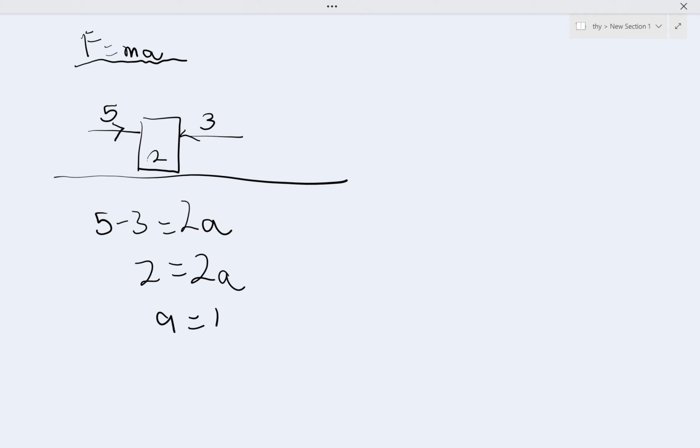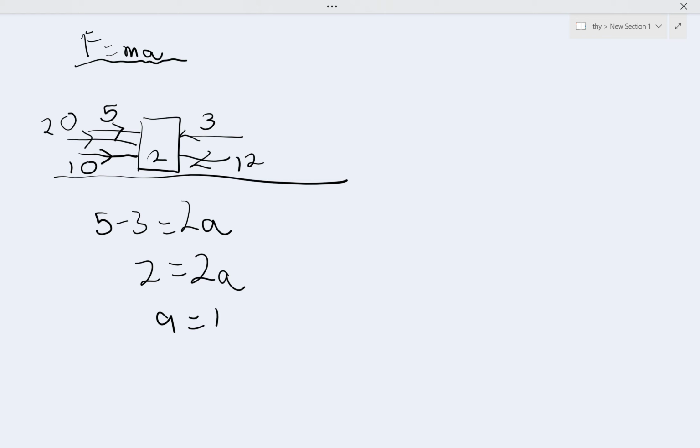But what if I added a few more forces? What if someone was pushing here with a 10 Newton force, and someone was pushing here with a 12 Newton force, and maybe there was someone pushing there with a 20 Newton force? How could you simplify this, and how could you figure out which direction the object is moving in?